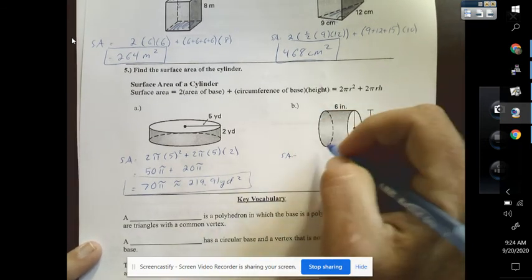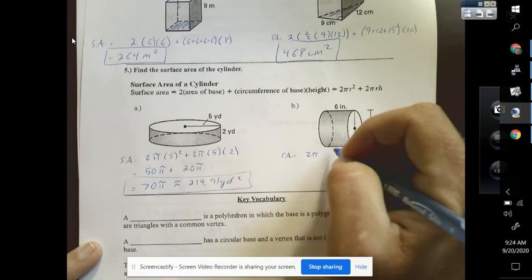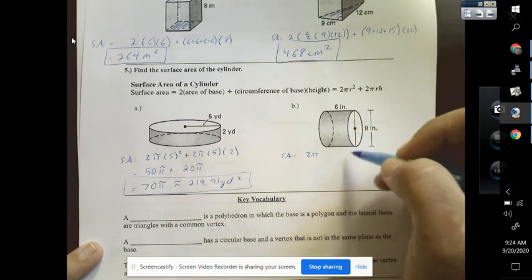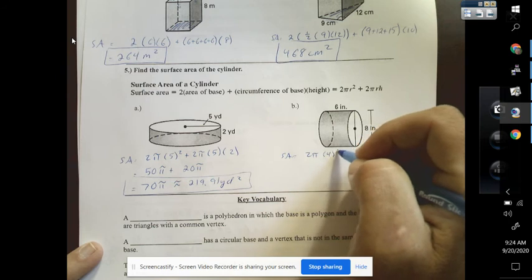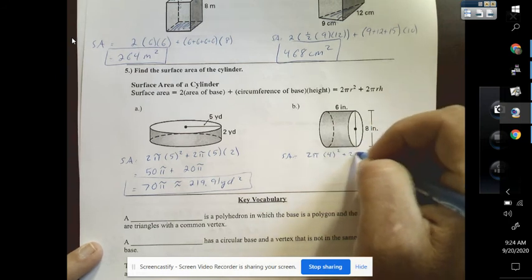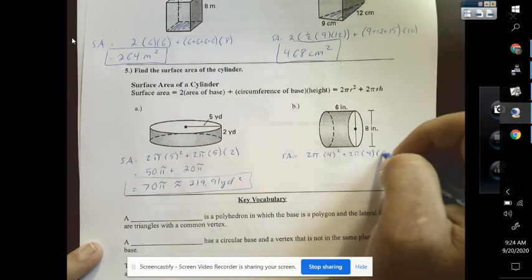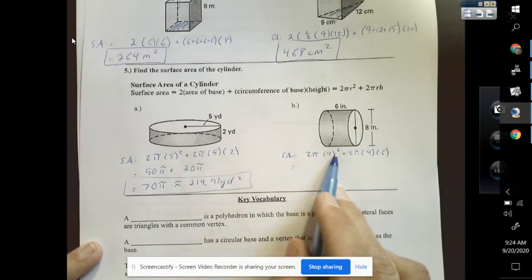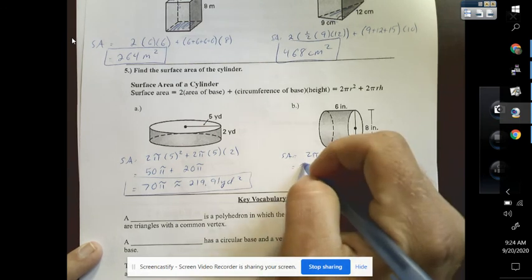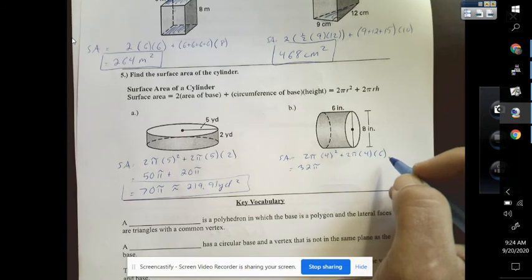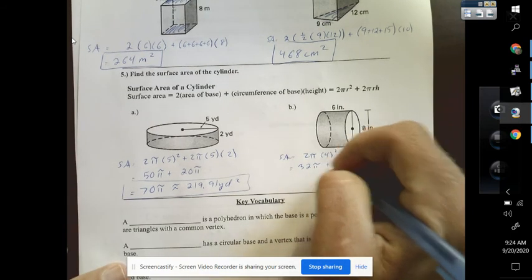All right, we've got 2 pi. My radius here is going to be not 8, but 4. Plus 2 pi. My radius again is 4. My height is 6. Good stuff. All right. 4 squared is 16. Times 2 is 32. 4 times 6 is 24. Times 2 is 48.